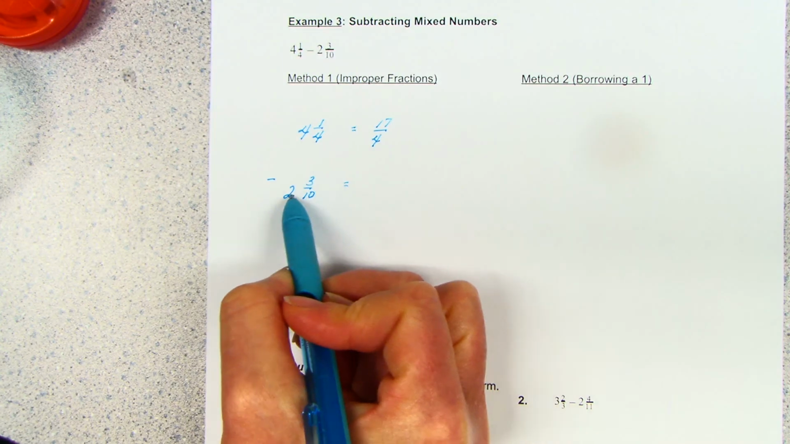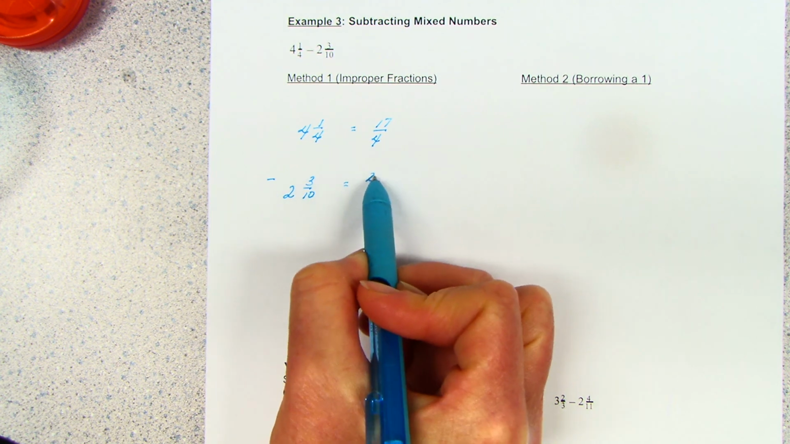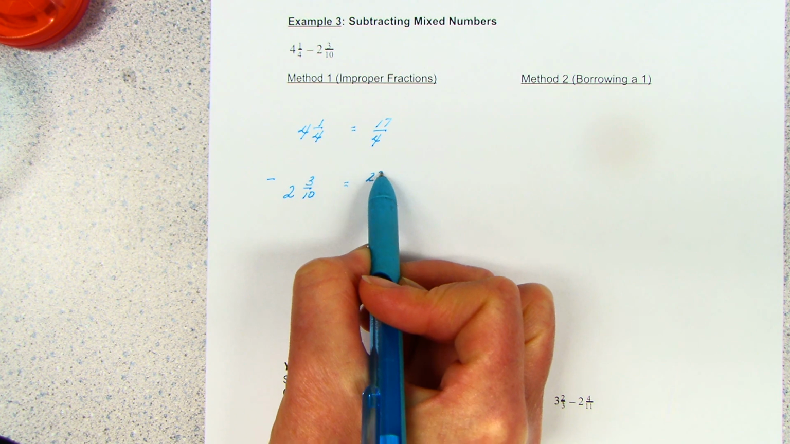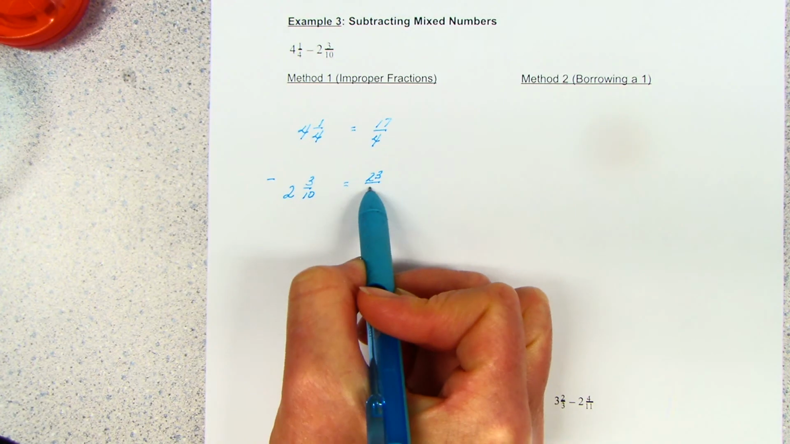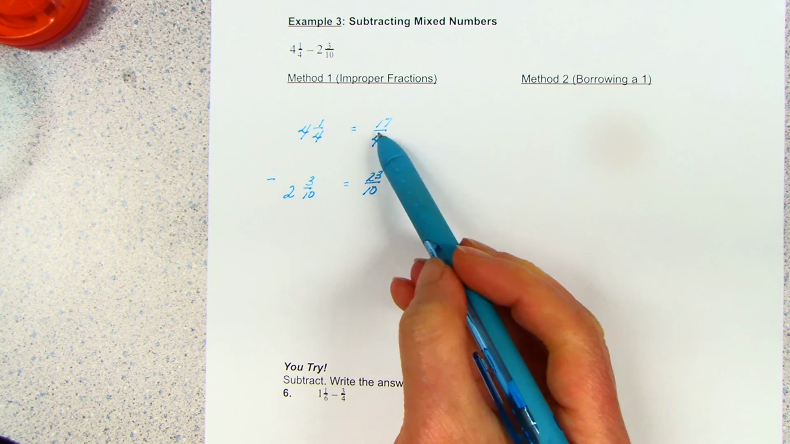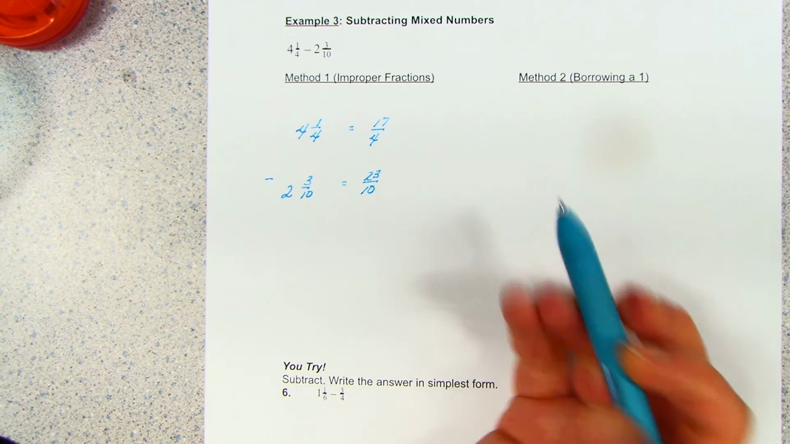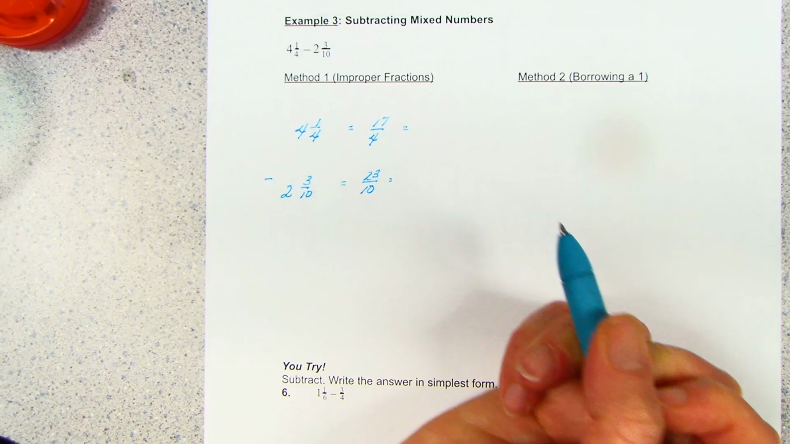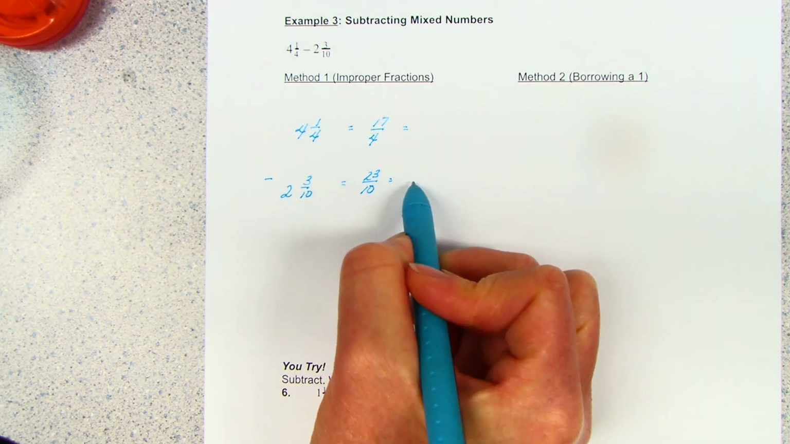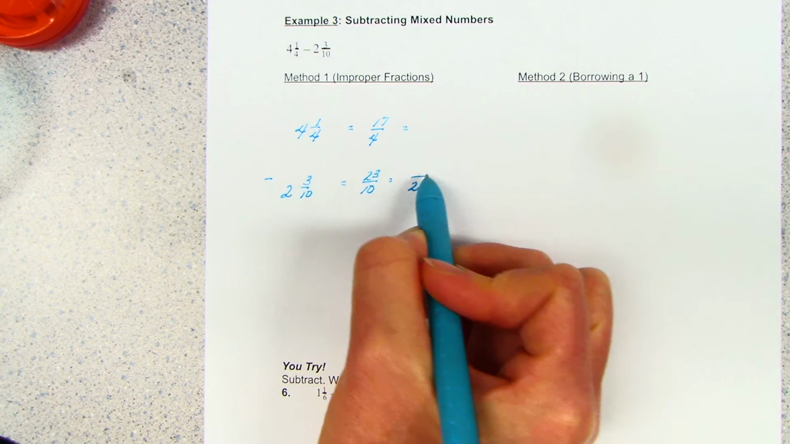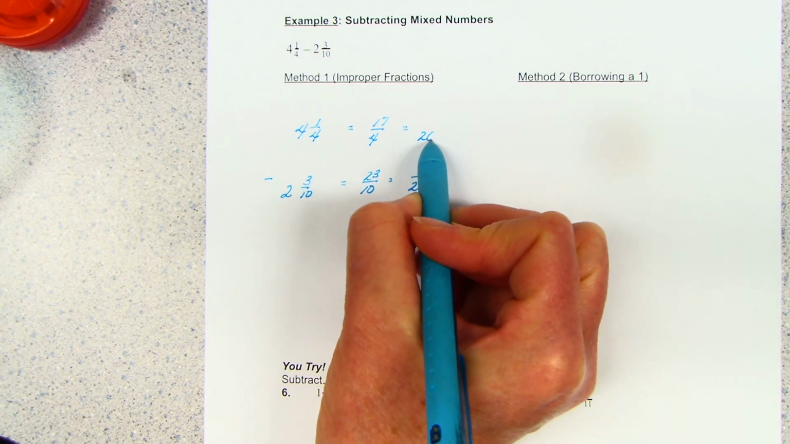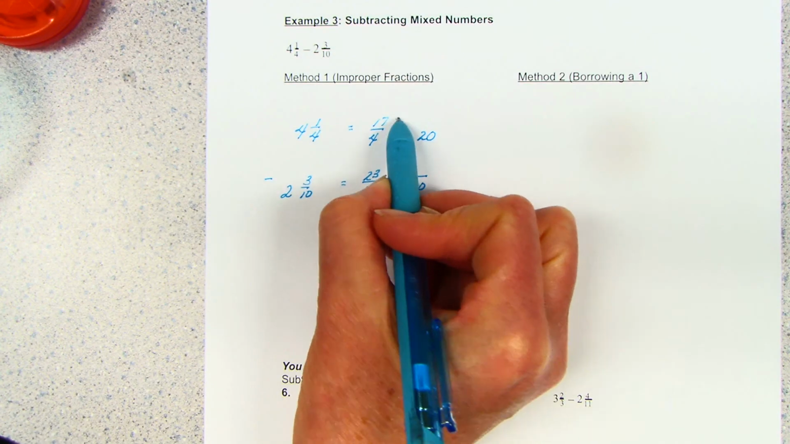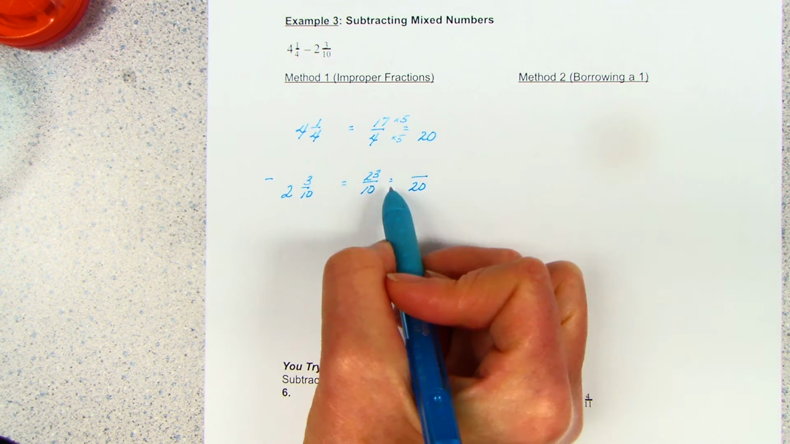10 times 2 is 20, plus 3. 23/10. I still have to have a common denominator. So I'm going to find a common denominator for fourths and tenths. I think it's 20. And so this would be times 5. And this is times 2.